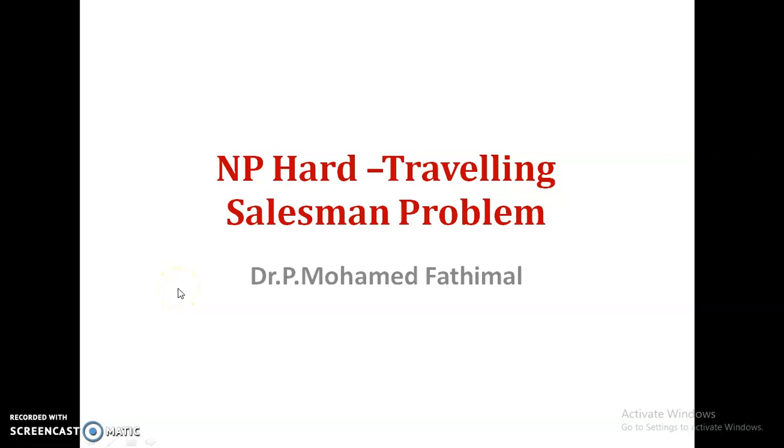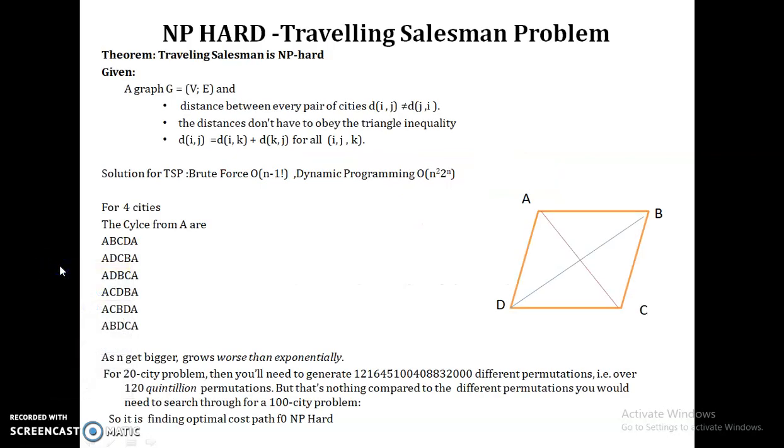Hi, in this video we are going to see the NP-hard traveling salesman problem. So what is a traveling salesman problem? If a graph is given with a set of vertices V and a set of edges E, the objective is to find an optimal solution to traverse through all the cities with the least cost. Right? So here you have to take two constraints.